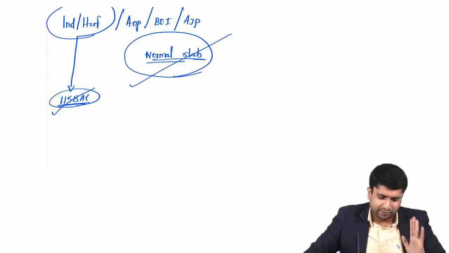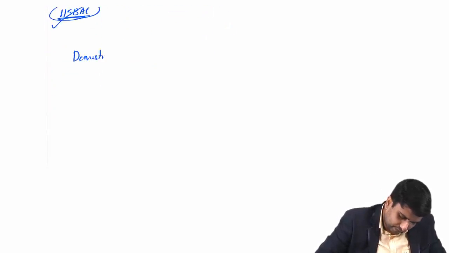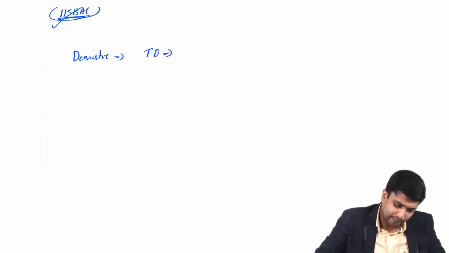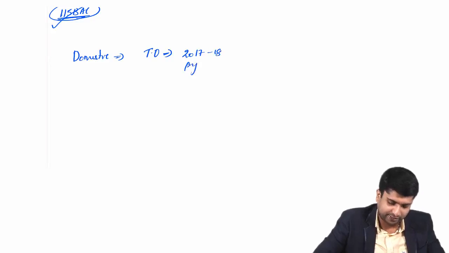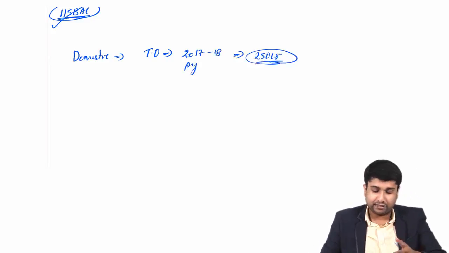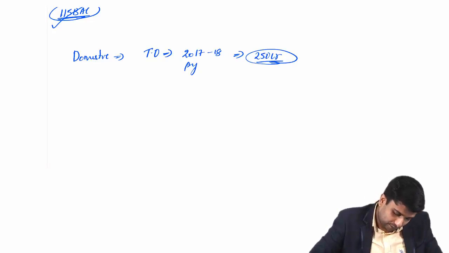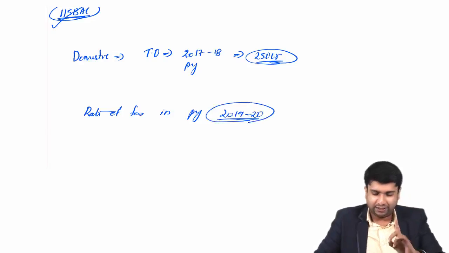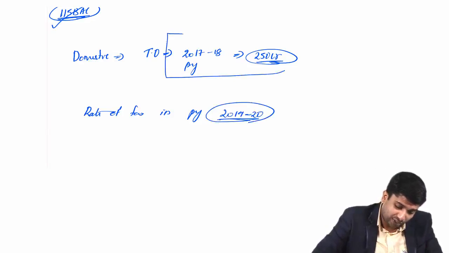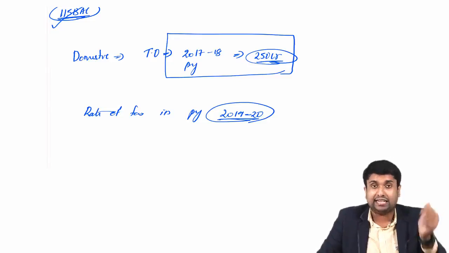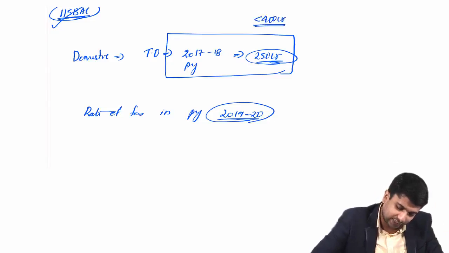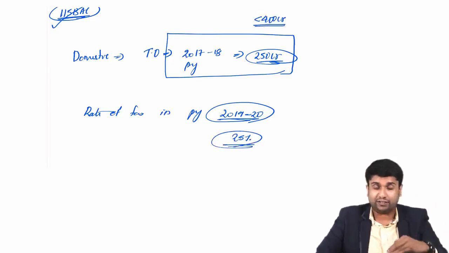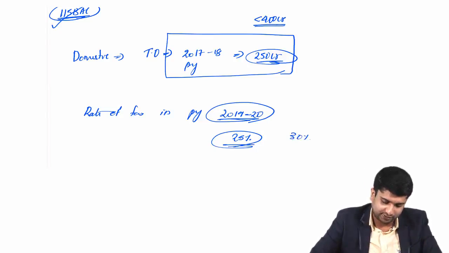What do you mean by this? Say for example, I'm a domestic company and my turnover, meaning total sales, in the previous year 2017-18 was say 250 crores. Now we are going to compute the rate of tax in previous year 2019-20. In 2019-20, for determining the rate of tax, what do I have to check? What is my total turnover in the previous year 17-18? If it is less than 400 crores, then the rate of tax is 25%. Otherwise, if it is more than 400 crores, my rate of tax will be 30%. That's what the Act says.